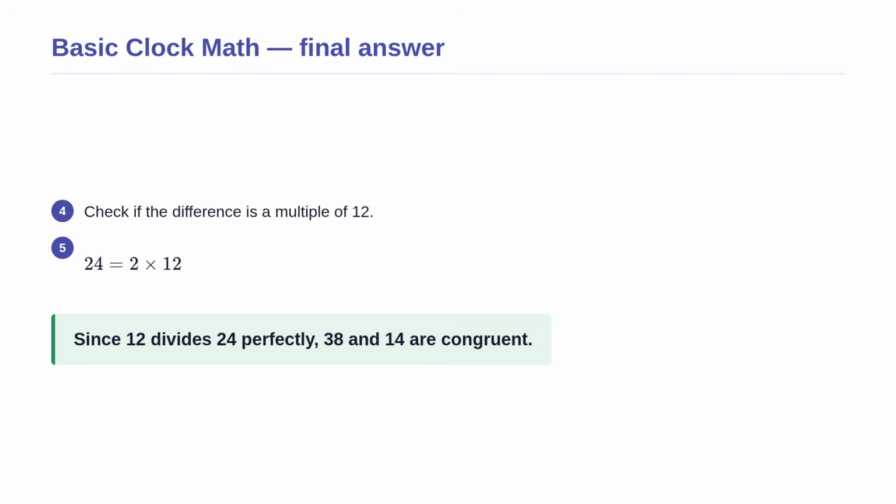Continuing with our calculation, we now need to check if this difference is a multiple of our modulus, which is 12. We can clearly see that 24 is exactly 2 times 12. Because 12 divides 24 perfectly with absolutely no remainder left over, the condition for congruence is fully satisfied. This means 38 and 14 land on the exact same spot on a 12-hour clock. This subtraction method is often much faster than doing two separate long division problems, and it gives us a clear physical meaning of the distance between the numbers.